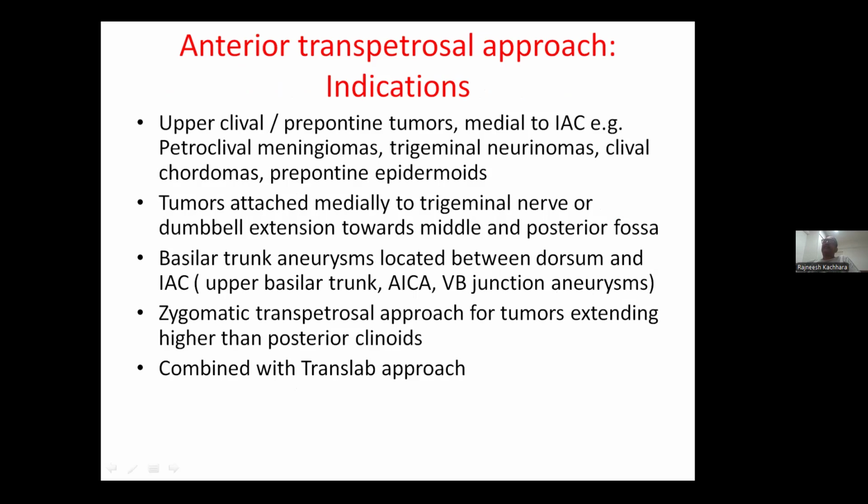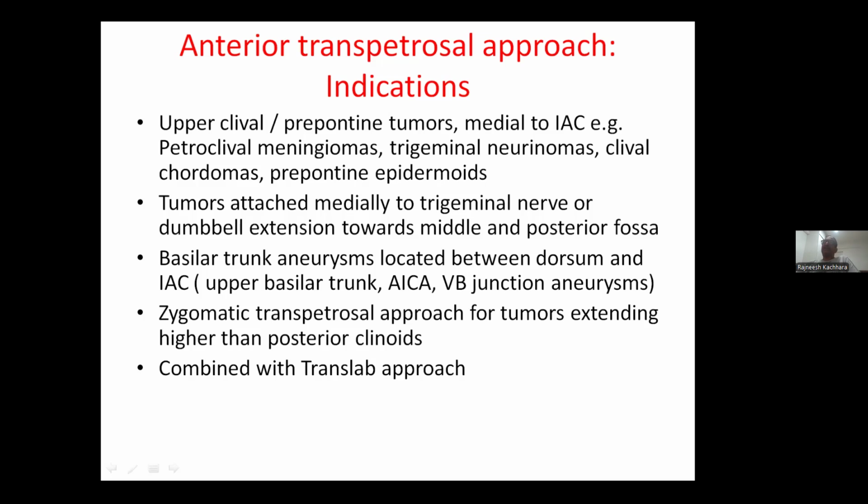Coming to the indications of this approach, it is particularly for upper clival lesions and prepontine lesions or tumors which are medial to the ICA. These are the lesions we mentioned earlier: petroclival meningiomas, trigeminal schwannomas, clival chordoma, prepontine epidermoids. This approach also can be used for tumors which are attached medially to the trigeminal nerve, or dumbbell tumors, which is tumor extending into the middle and the posterior fossa.